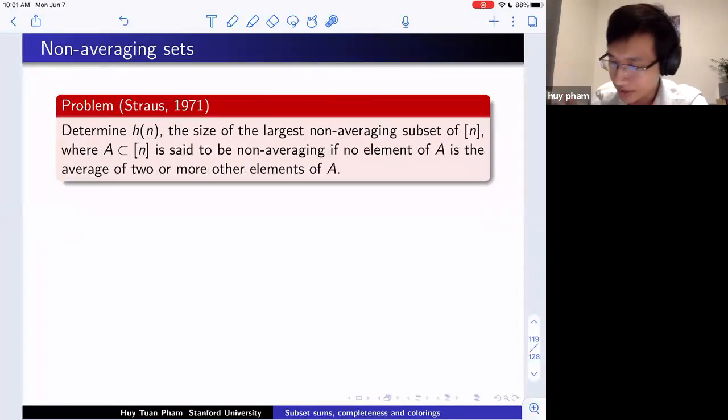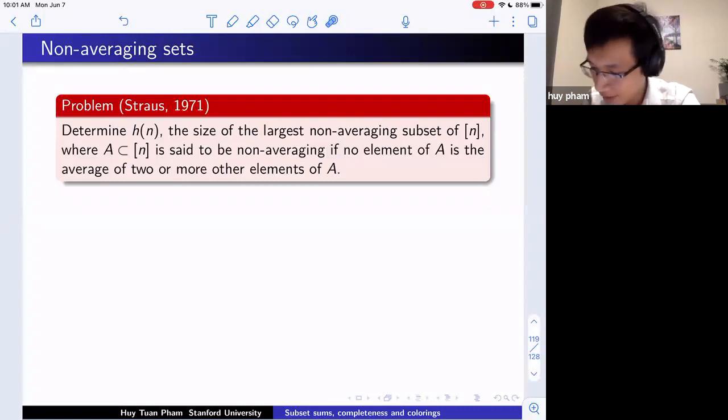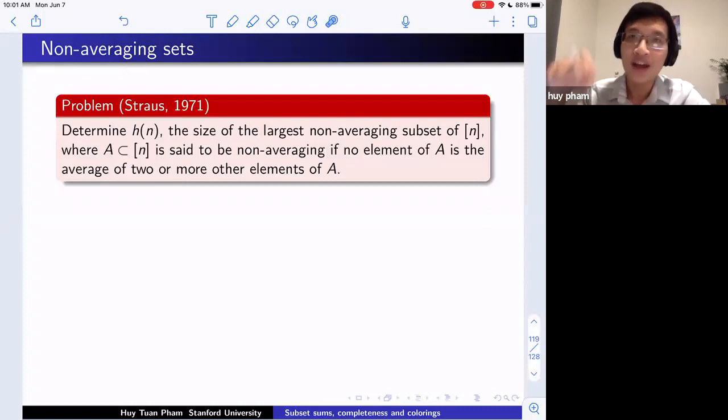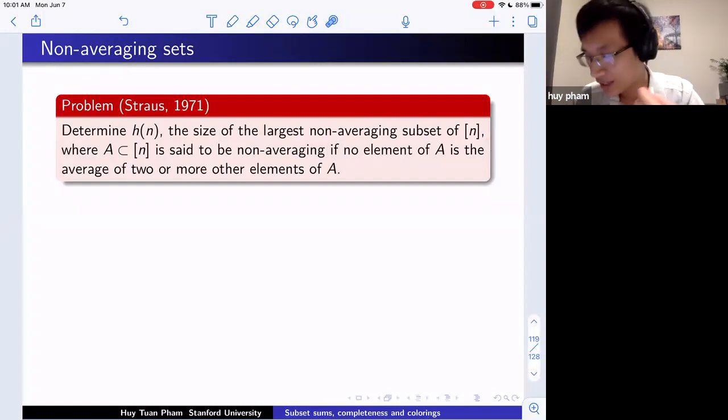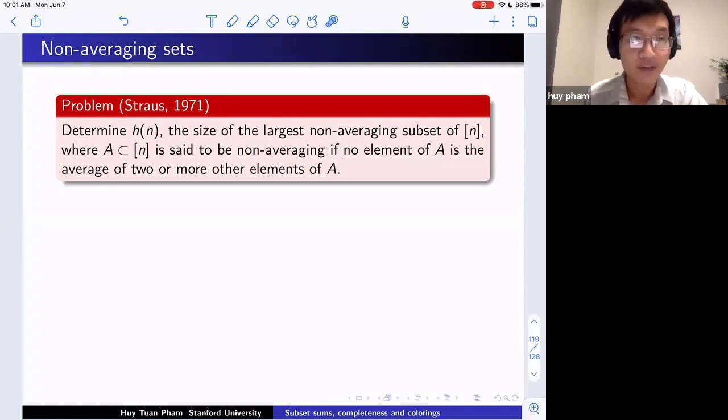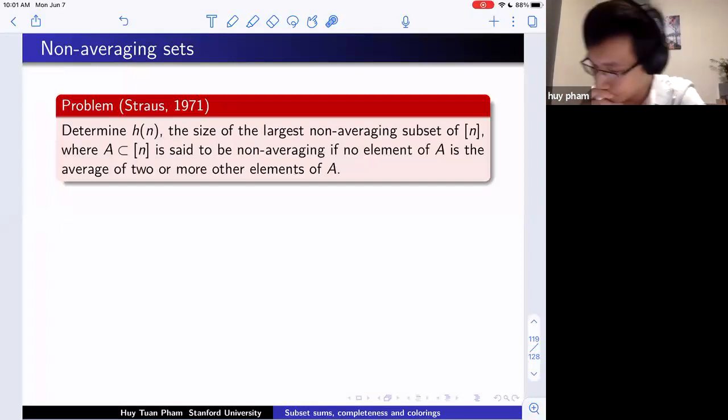So this is a question about non-averaging sets. We say that a set A is non-averaging if no element of A can be written as an average of other elements of the set A. If you are familiar with Roth's theorem, then Roth's theorem can roughly be restated as the maximum size of a set A for which no element of A can be written as an average of two different elements in the set A. So here we drop the constraint on the number of elements that we take the average over. And then we say that a set is non-averaging if no non-trivial average of elements of A is equal to one element of A.